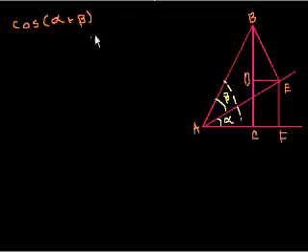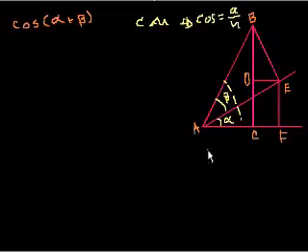SOHCAHTOA. So cosine is adjacent over hypotenuse, right? So cosine is equal to adjacent over hypotenuse. So for this large angle, what's the adjacent? It's line AC. So that equals the length of line AC over the length of line, what's the hypotenuse? AB, right? AC over AB. Now let's see what we can do with this.